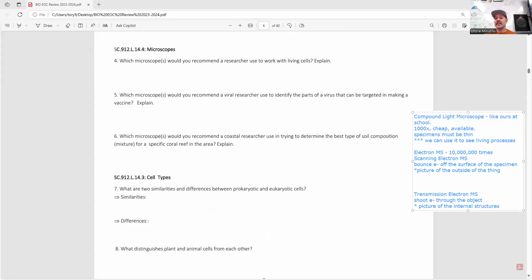Now, if we go back and look at the names that we've given these, scanning and transmission, if one means going through and one means just looking at the outside, I feel like it's a fairly logical thing to think that the scanning one is the one that looks at the outside, and to transmit electrons would be the one that goes through, which is the actual case. Part of the reason electron microscopes were not used for question 4 for working with living things is because if you're blasting electrons at something, you're more than likely going to kill it.